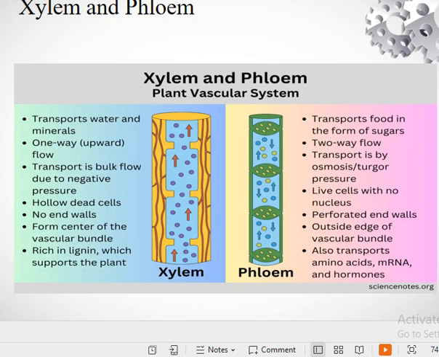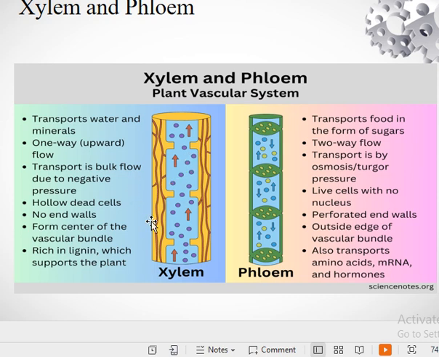Here is the difference between the xylem and phloem, and this diagram shows the movement of water in the xylem and the movement of food in the phloem. By this diagram we discuss the xylem and the phloem. Xylem carries water, minerals and salt from the roots up to the leaves, moving in only one-way direction.